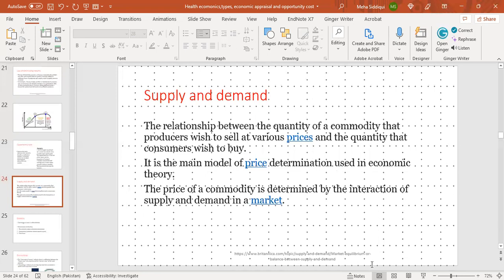Then comes another concept, supply and demand. The relationship between the quantity of a commodity that producers wish to sell at various prices and the quantity that consumers wish to buy, that is supply and demand. It is the main model of price determination used in economic theory. The price of a commodity is determined by the interaction of supply and demand in a market.